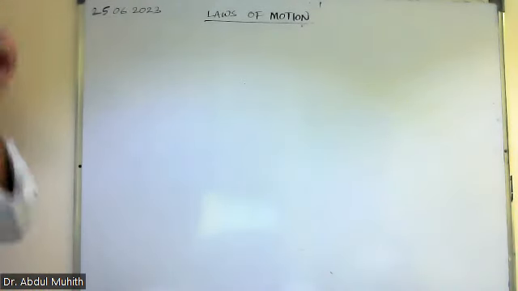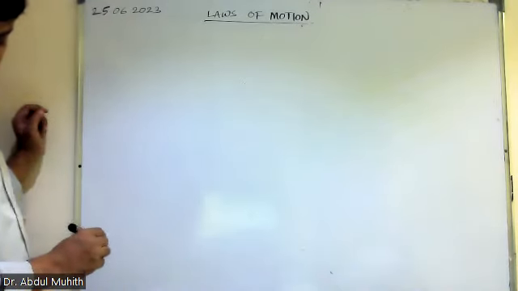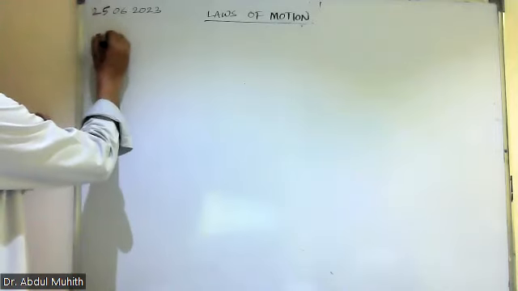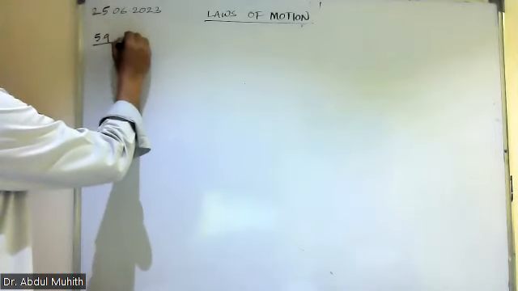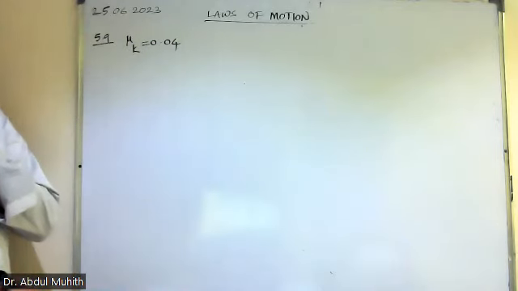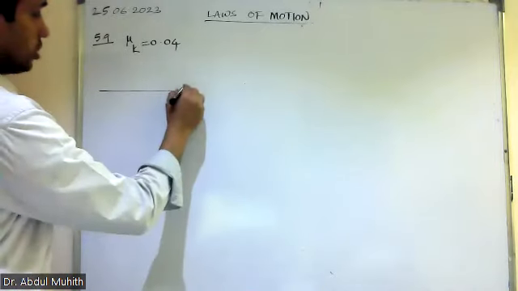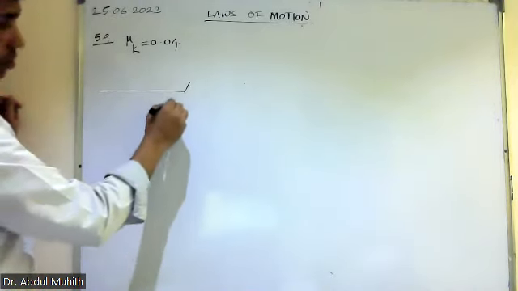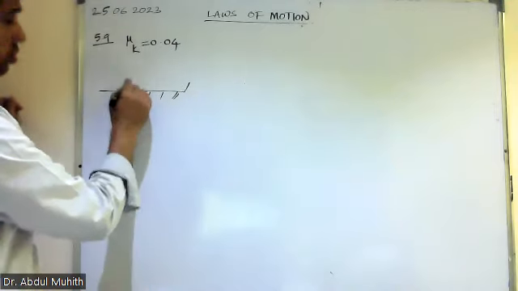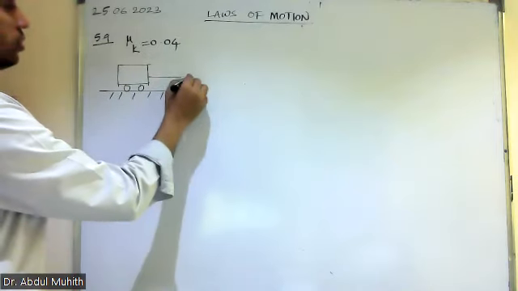Next question is, what is the acceleration of the block and the trolley system shown in the figure if the coefficient of kinetic friction between the trolley and the fixed surface is 0.04? Mu k equal to 0.04. Now, what is the tension in the spring? Neglect the mass. So there is a system like this. These are the wheels.